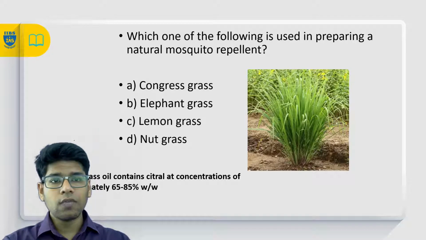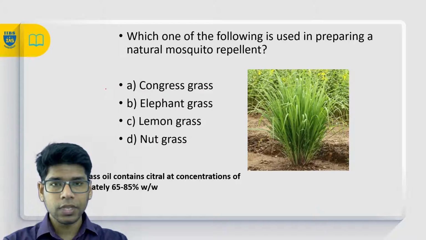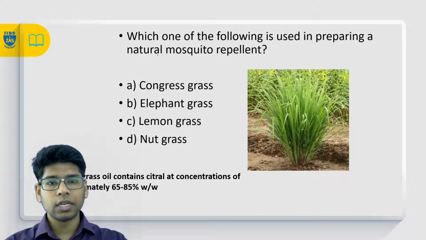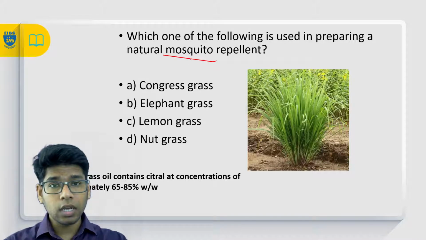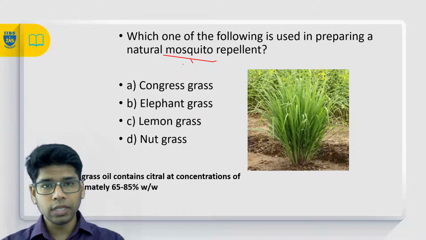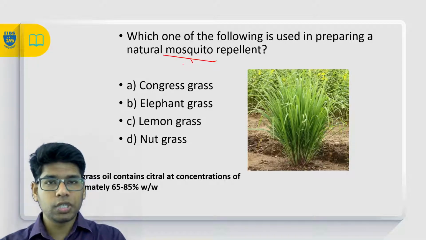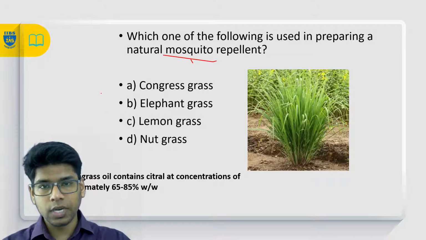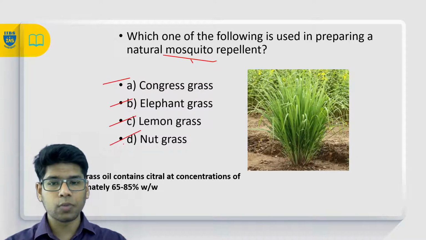The next one, which of the following is used in preparing a natural mosquito repellent? When it comes to the mosquito repellent, what is the mosquito actually attracted to in the body, and to create something which the mosquito cannot find us, what is required? The options that were given are the congress grass, elephant grass, lemongrass and the nut grass. These are the 4 options.